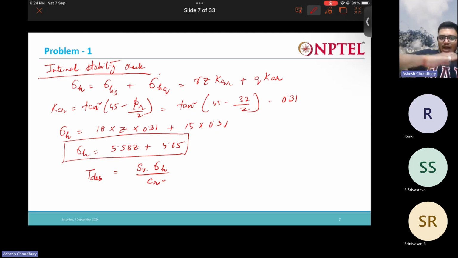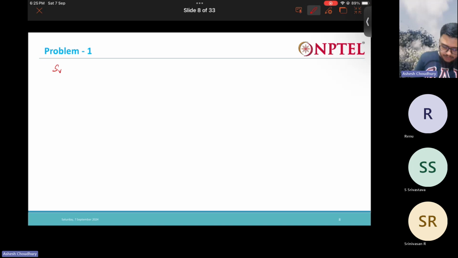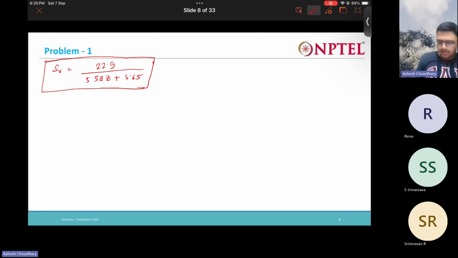What is coverage ratio? In out of plane direction, the geogrids are placed at some gaps. So there is some slight gap between two sheets of geogrid. That's why we are using this coverage ratio. Okay, so from here we can write 28.6 is given. Right, so from here you will get SV.